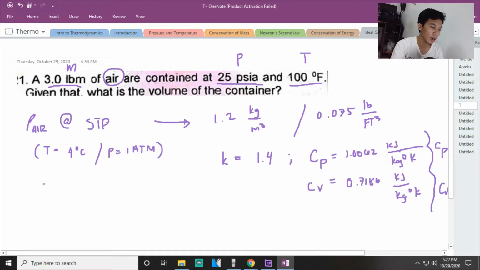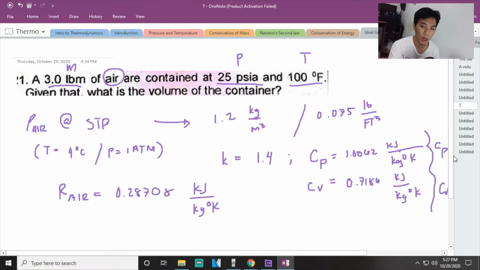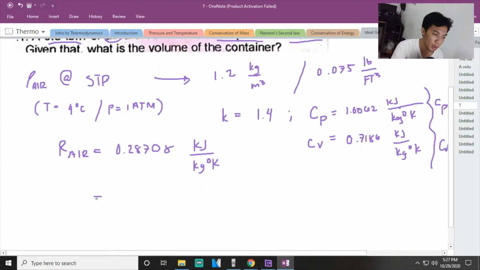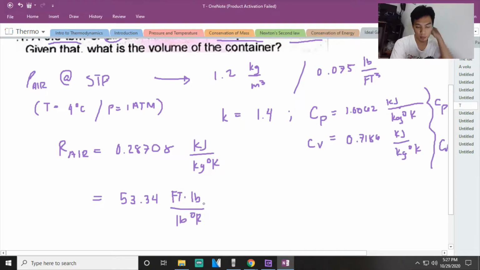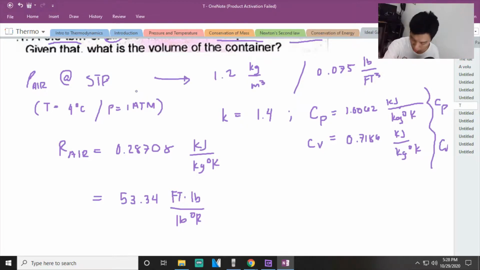Now, sir, ano ba ang R ng air? The universal gas constant ni air. R ng air is always equal to, kapag SI units, 0.28708 kilojoule per kilogram degree Kelvin. Sir, paano naman kapag English units? The English unit is 53.34 feet pound per pound degree Rankine. Ito, feet pound in force, tapos yung baba in mass. That is for air. Meron pa ba tayong nakalimutan? I think wala na. So, we will now proceed with the solving na nung ating problems.